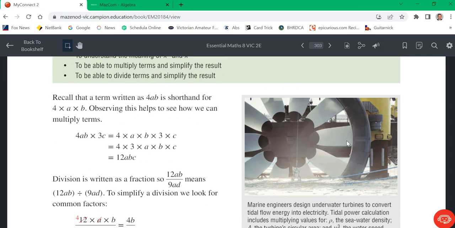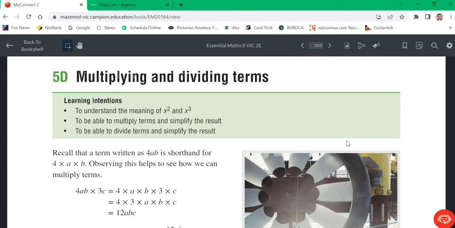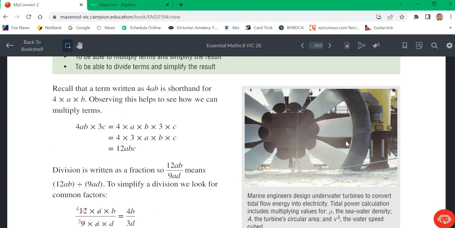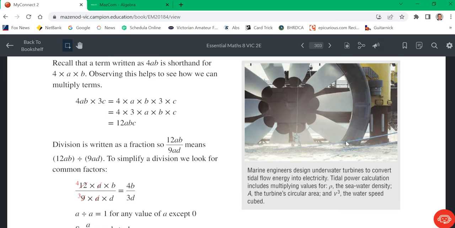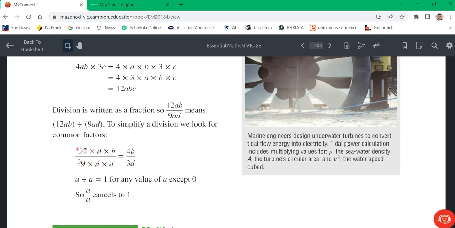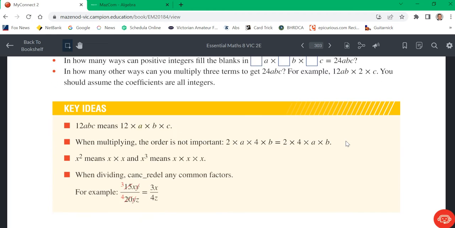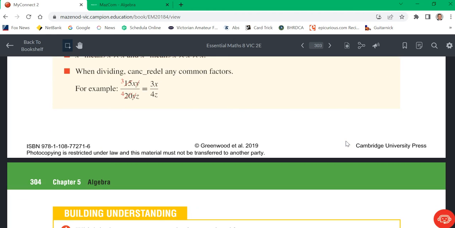Now, multiplying and dividing, you can go over that. That's fairly straightforward. It's just 4AB times 3C is the same as 4 times A times B times 3C. And multiply the 4 and the 3, then the ABC, and of course it's 12ABC. So we're able to do that. So you can refresh yourself with these.